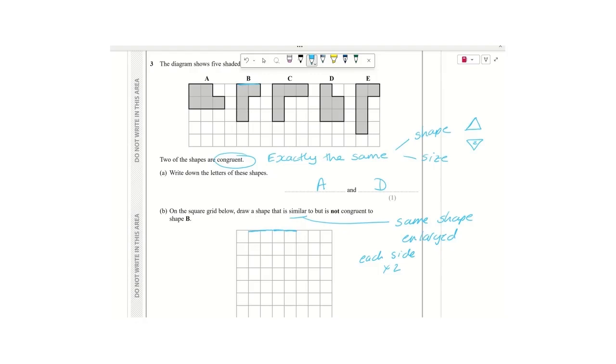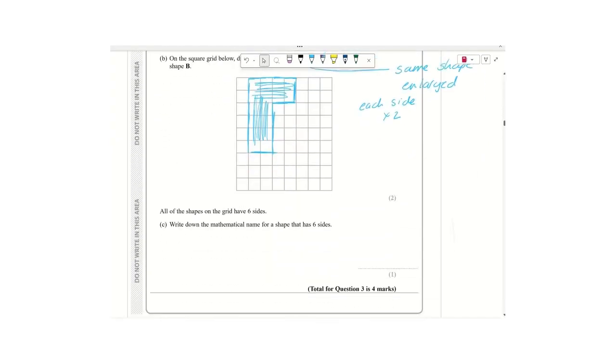And at the moment it goes down 3. So I'm going to make it go down 6. So 1, 2, 3, 4, 5, 6. It then goes along 1. So I'm going to make it go along 2. It goes up 2. So I'm going to make it go up 4. 1, 2, 3, 4. And then you can probably see how it's going to finish, but it goes along 1. So I'm going to make it go along 2. And it goes down 1. So I'm going to make it go down 2. So there is my similar but not congruent, because it's been enlarged by double, by twice.